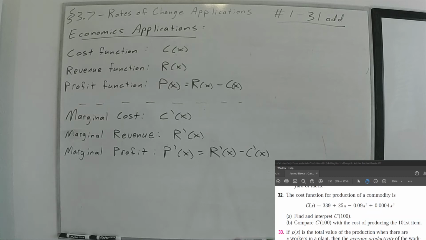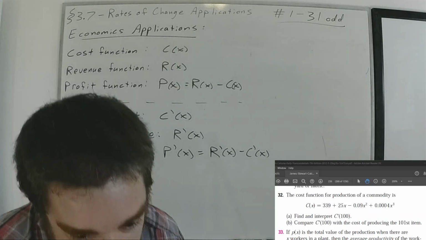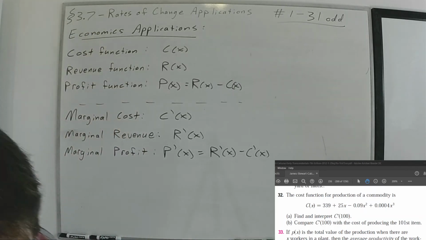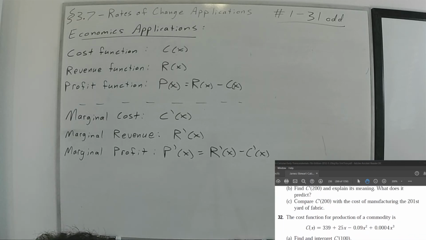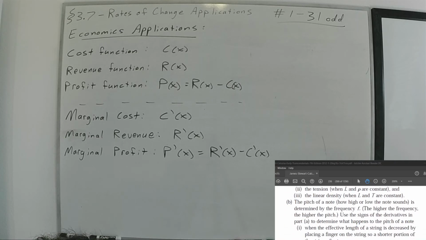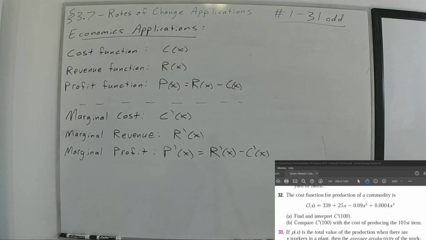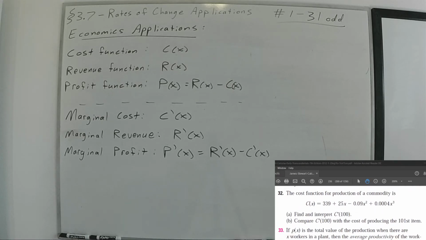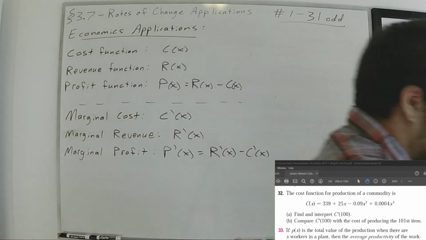So problem 32, when you look at 32, it says the cost function for production of a commodity is a C of X, or sorry, I said 32. Is that the one I wanted to do? Oh, that's why. I think I picked one out of the newer edition. Well, that's fine. We'll do this one.